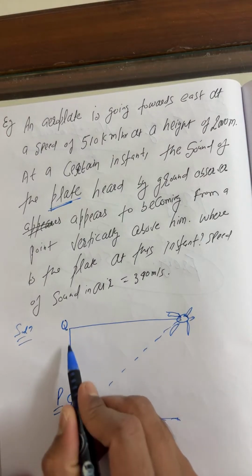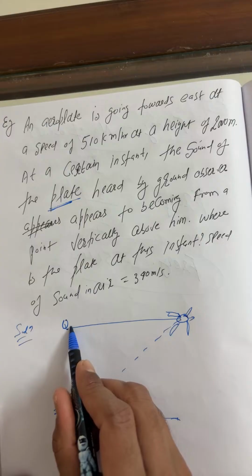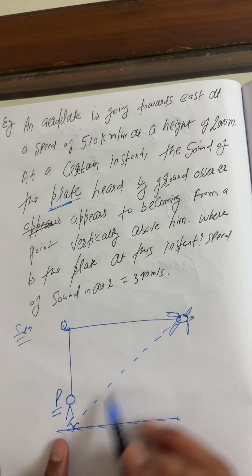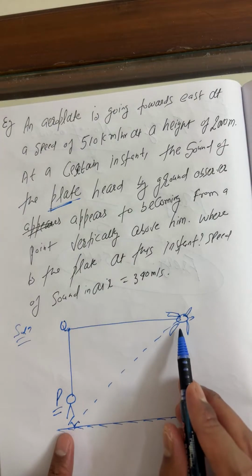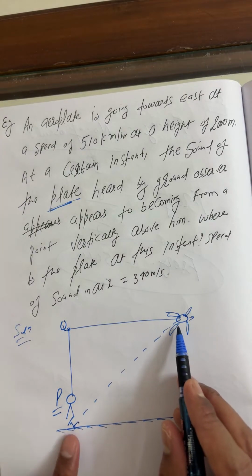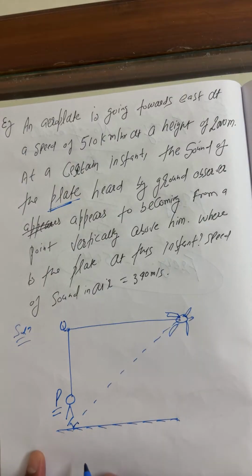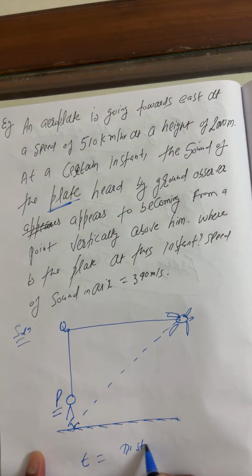Means if there is the position of the plane only, this point only, right? So simply we can find here why the man is hearing noise from the aeroplane, due to sound in air only. To find the time, what can we say? Time is equal to what? You can write here: distance upon speed.